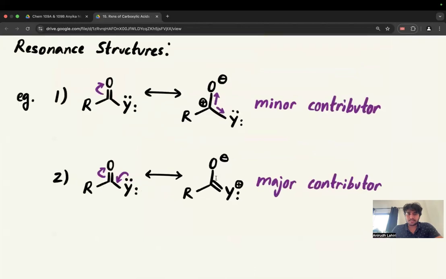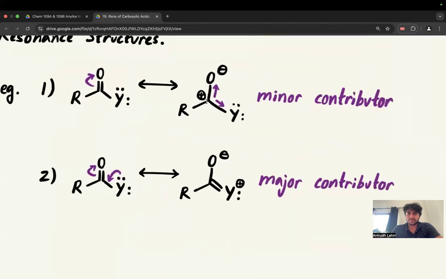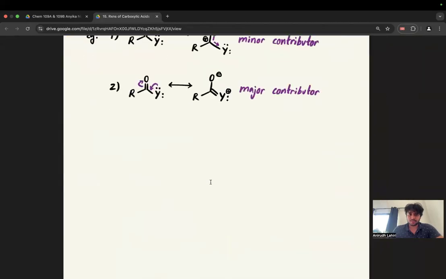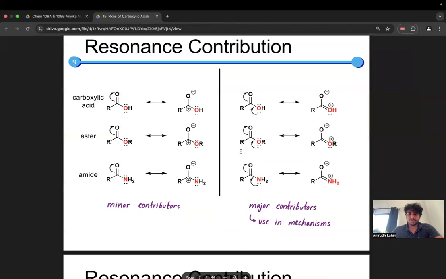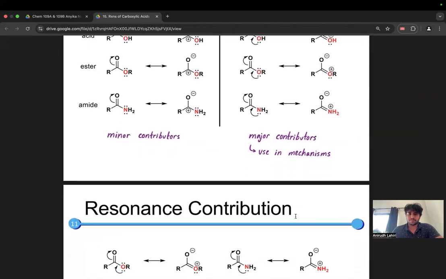In this case, this is the minor contributor because, although there's no formal charge on this, it is electron deficient. It does not have a complete octet. Having a complete octet will generally beat out formal charges. There's one caveat to that, and we'll get to that in a couple of slides. So these are the major contributors, and these are what we're going to use when we discuss our mechanisms.